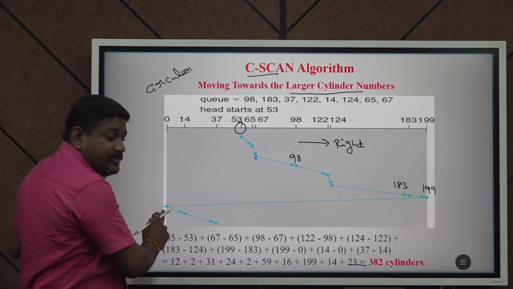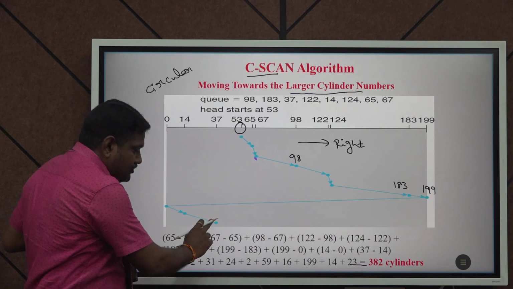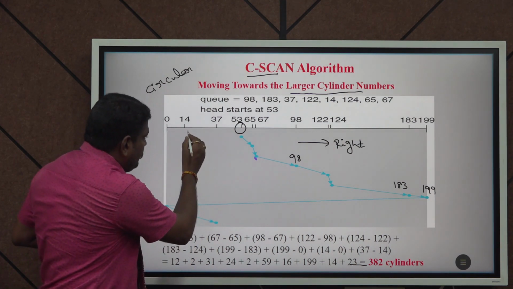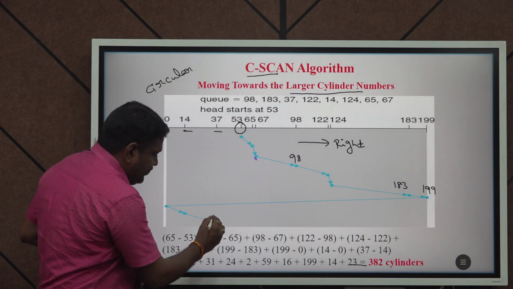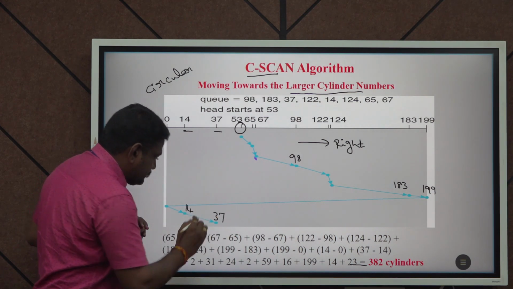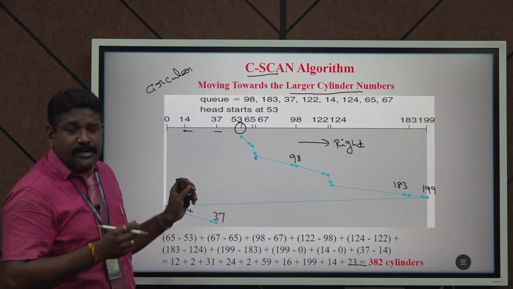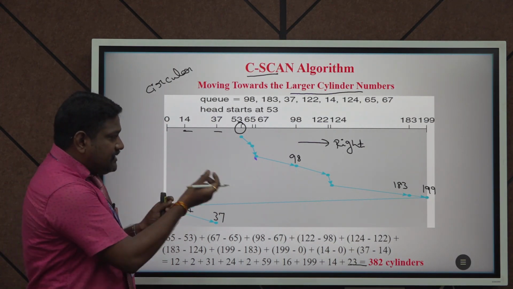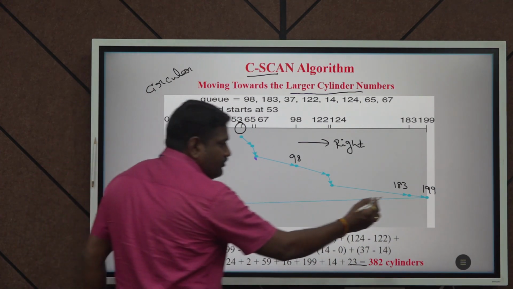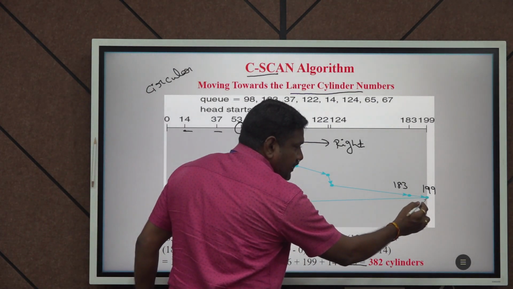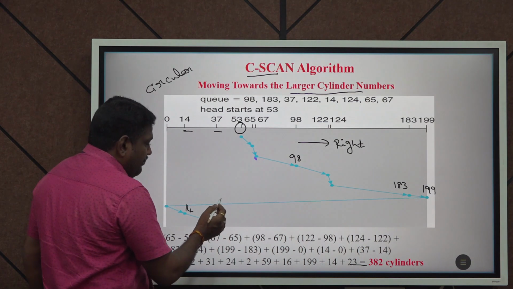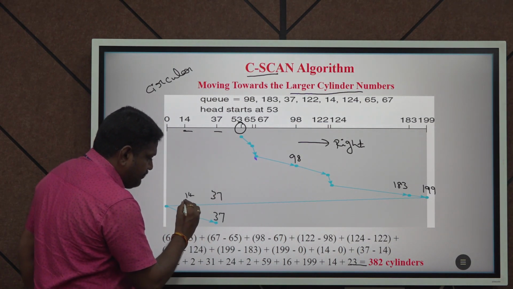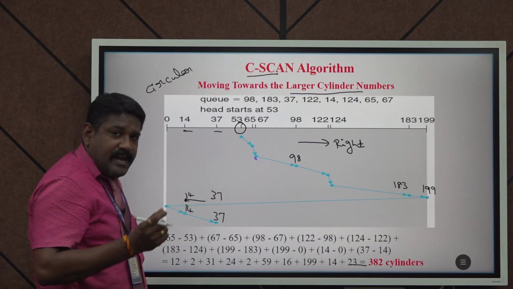Again, reaching the other end 0, it has to change its direction towards the right side. So while moving towards the right side only, it will process the requests of 14 and 37. So this is the difference between scan and circular scan algorithm. If it is the scan algorithm, if we reach 199, while returning we will process 37 and 14 and we stop the process here.